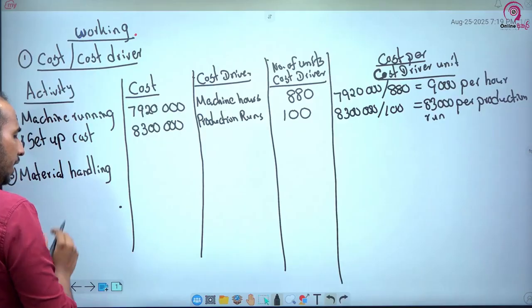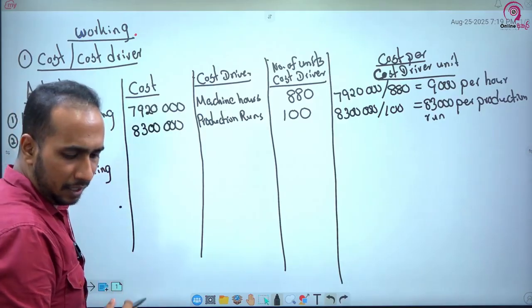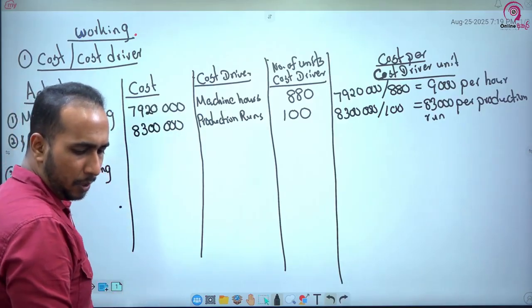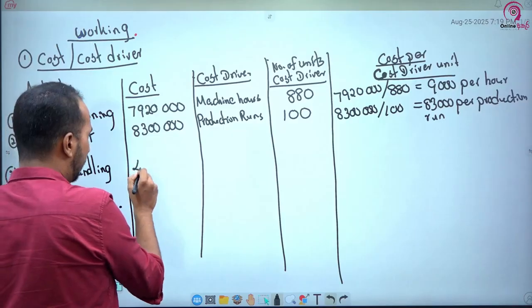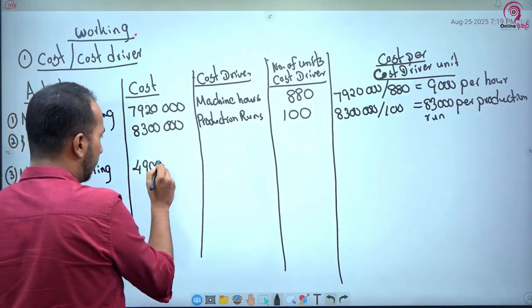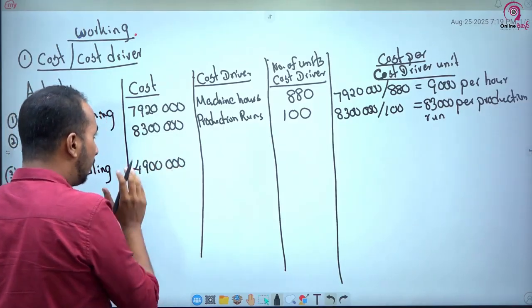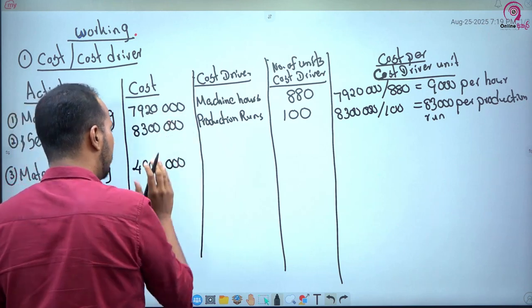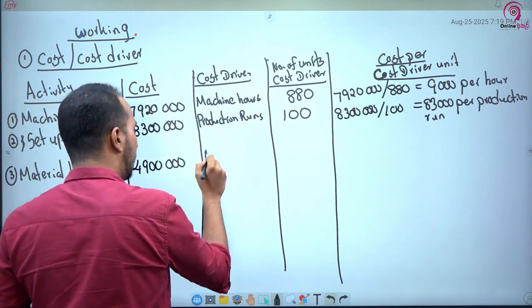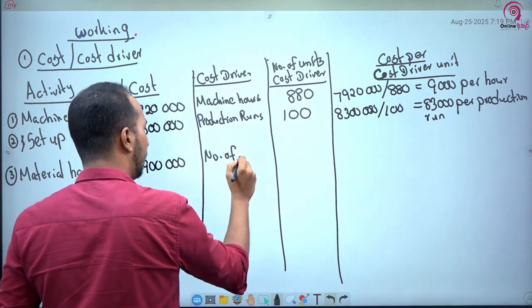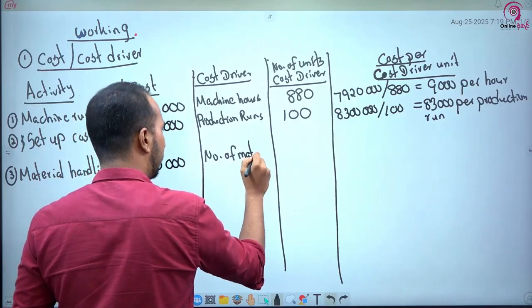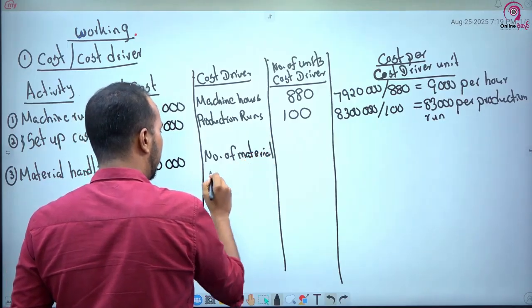In the question, it is mentioned that the material handling cost is 4.9 million, and we have identified the cost driver for material handling as number of material deliveries.